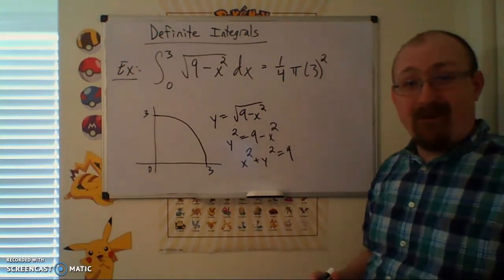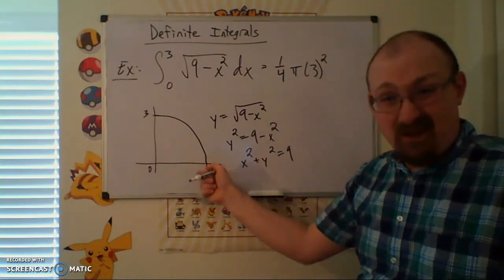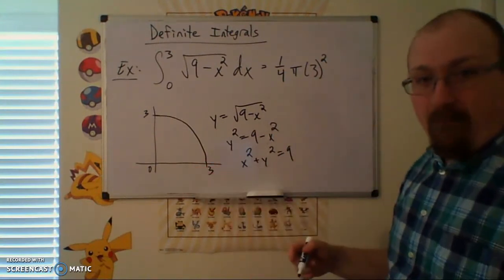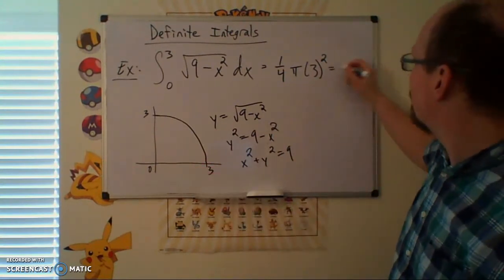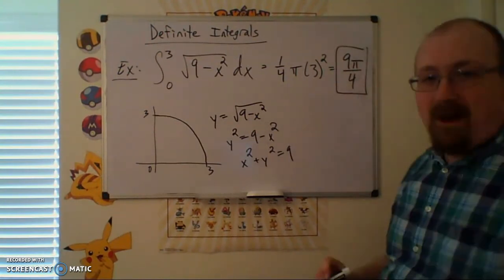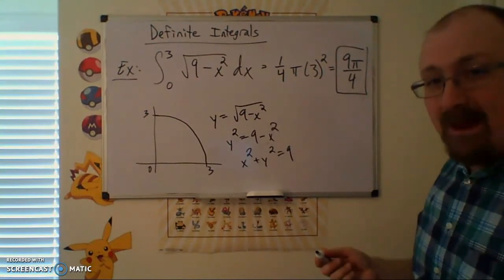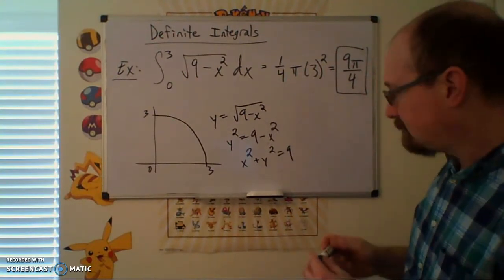For what it's worth, your area formula for a circle is pi times the square of the radius. We just said the radius is 3. So 1/4 times pi times 3 squared is 9 pi over 4. So 2 down, 1 to go.